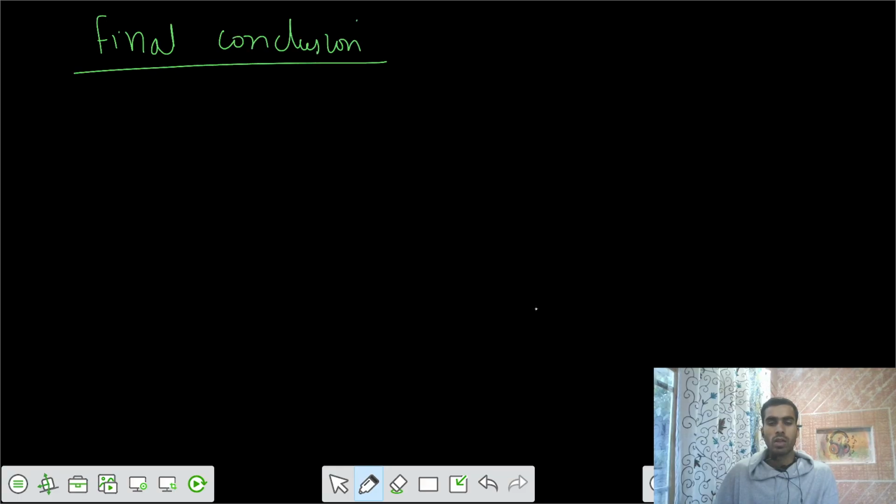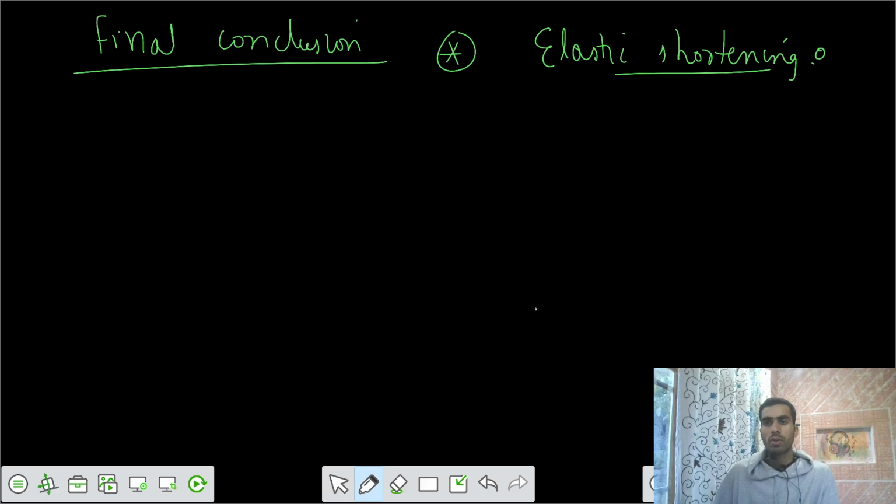Final conclusion. The first one is elastic shortening. What is the equation for that? Elastic shortening of the concrete, because of concrete shortening in the elastic zone. So your loss of stress in the steel is m times fc, and we can also say this is some average sometimes. So this is m times fc.